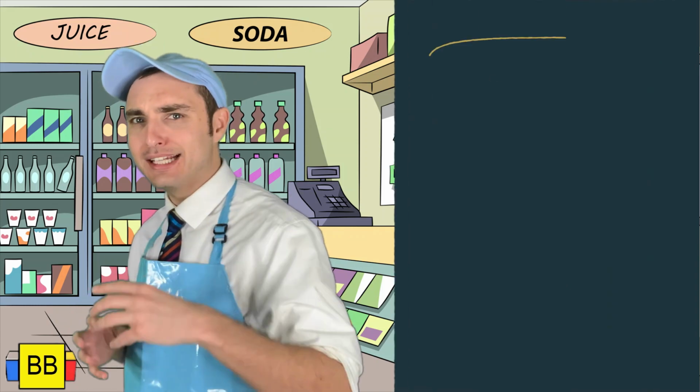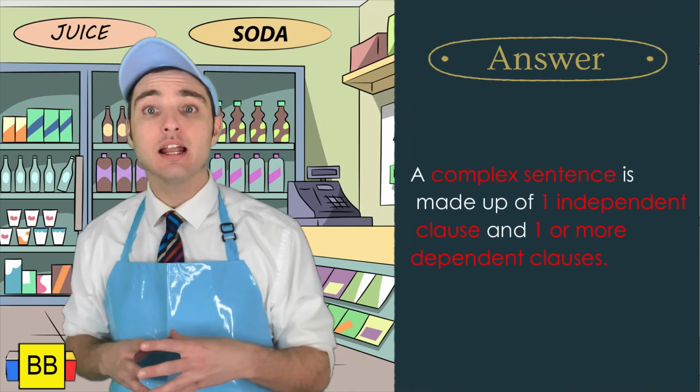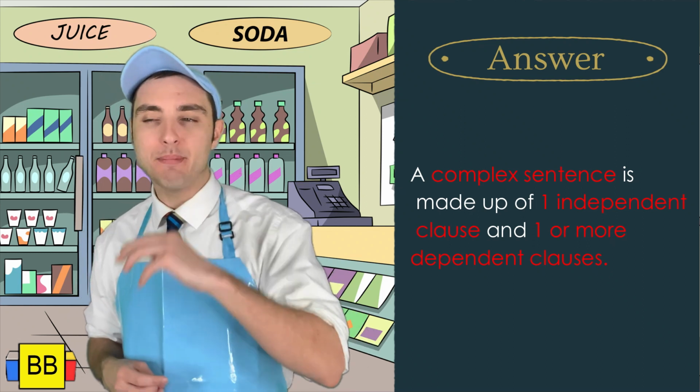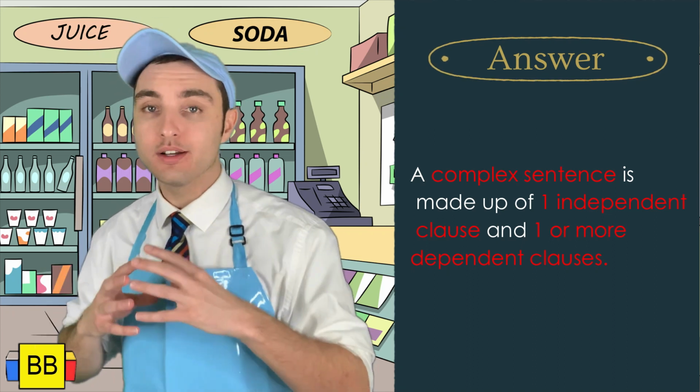Okay, here's the answer to the basket breaker. A complex sentence is made up of one independent clause and one or more dependent clauses. Let me go ahead and refresh your brain with this example.